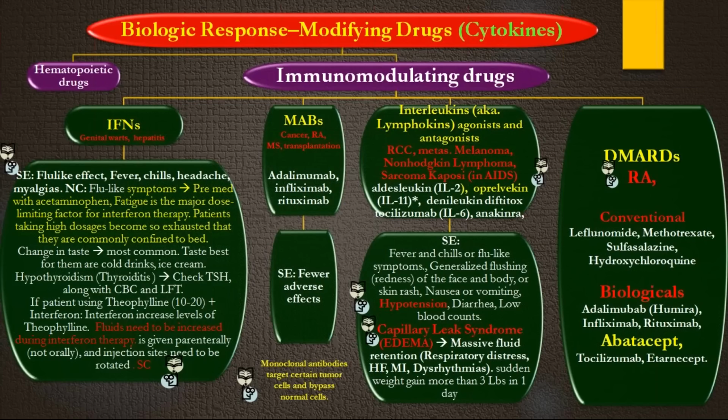And that is going to be injected into the patient. They are flagging or marking the cells that are causing us problems, and the immune system later is just going to destroy them. So what is the benefit of monoclonal antibodies? Monoclonal antibodies target certain tumor cells and bypass normal cells, so they are not going to destroy the normal cells.